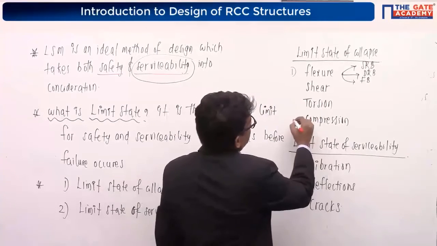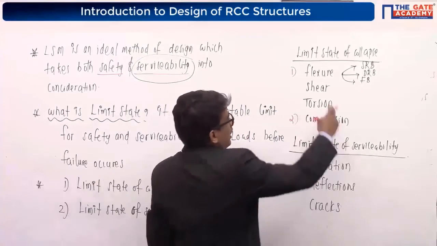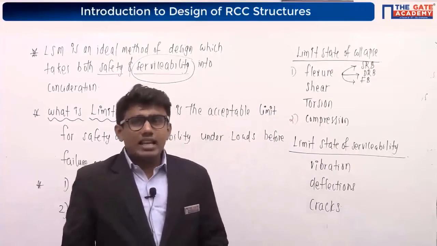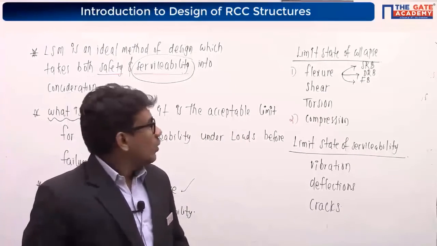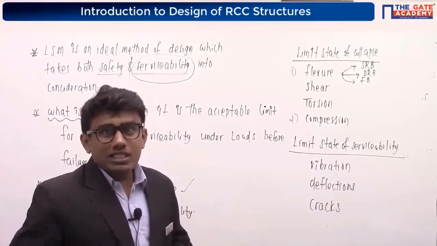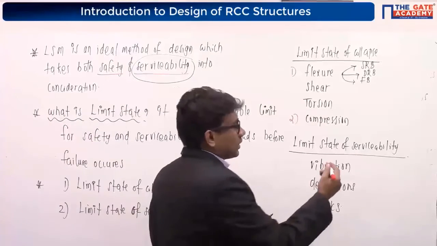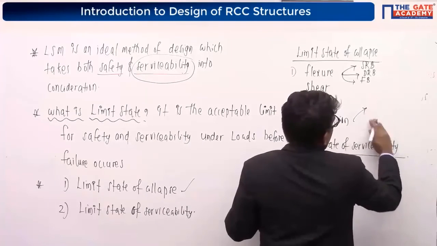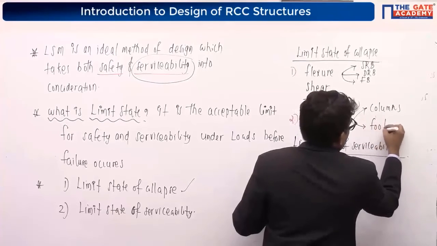And chapter number 2 will be limit state method of collapse compression. Tell me, what are the members which are carrying compressive force in a structure? When we talk about the reinforced concrete structure, what are the members which are primarily subjected to compression? Exactly, columns, footings, etc. The compression members in a structure are our columns, and the second one is footing.